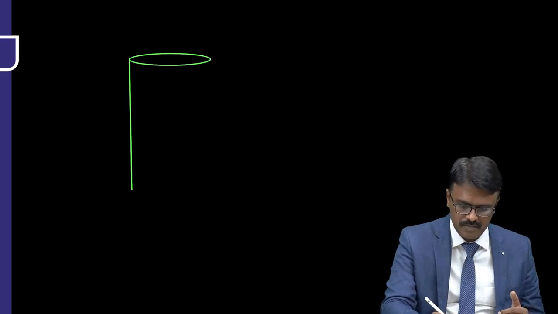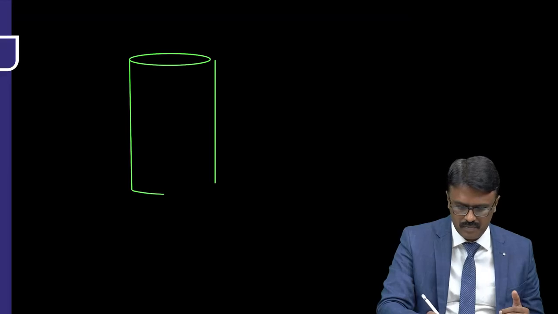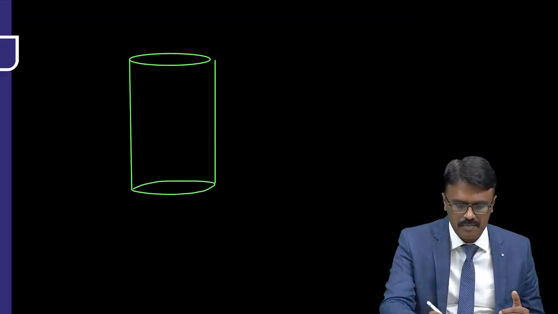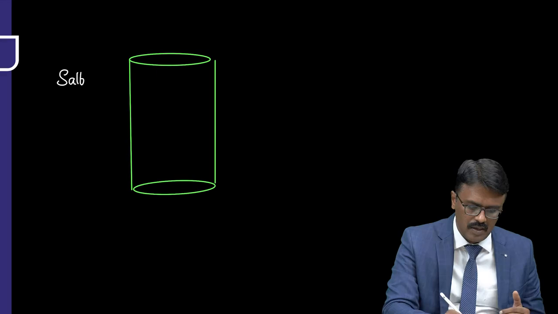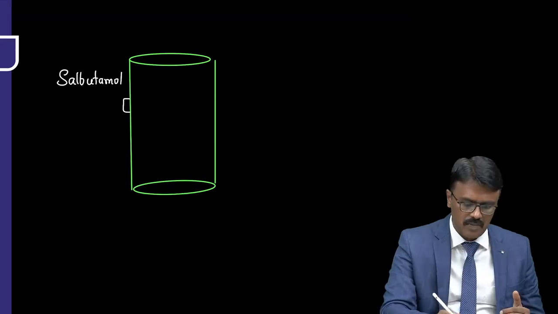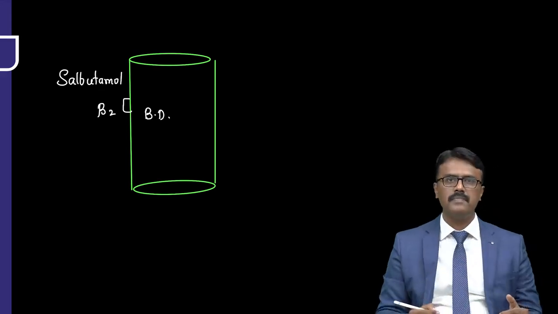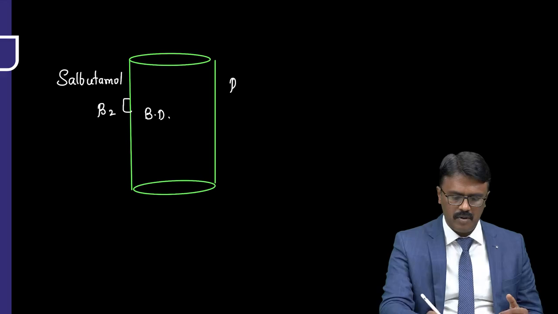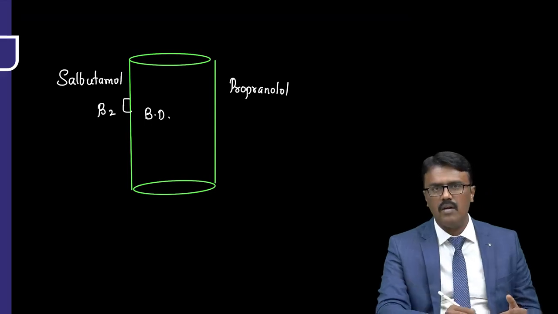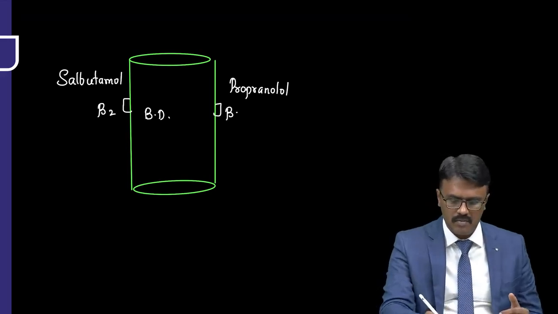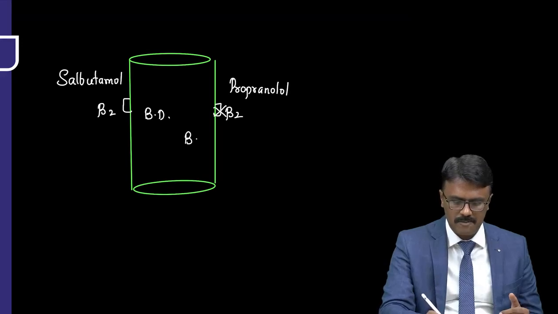Let me write the same bronchus here. This is the bronchus. Now, there is a drug by the name salbutamol. Salbutamol acts on the receptor called beta 2 and causes bronchodilation. Then we have a drug by the name propranolol. Propranolol acts on beta 2, blocks it and causes bronchoconstriction.